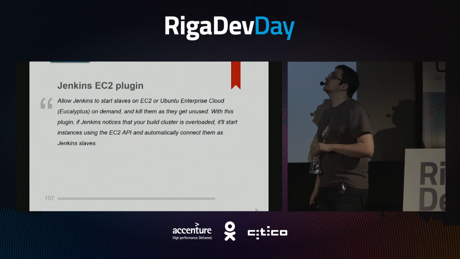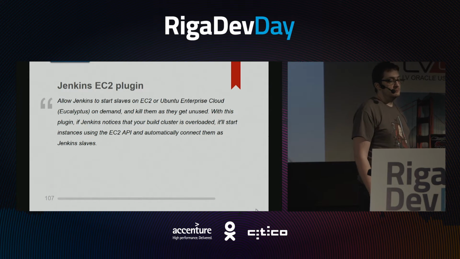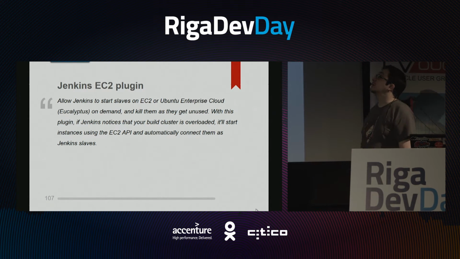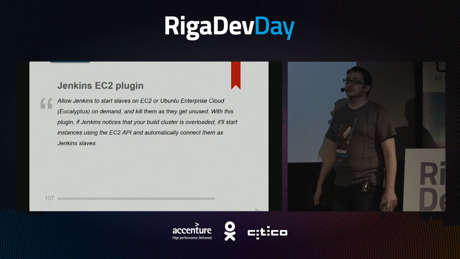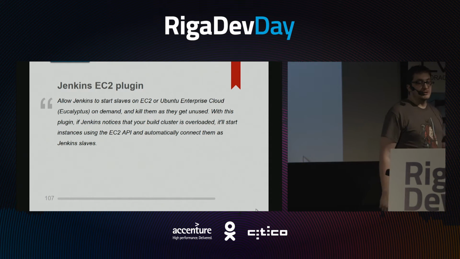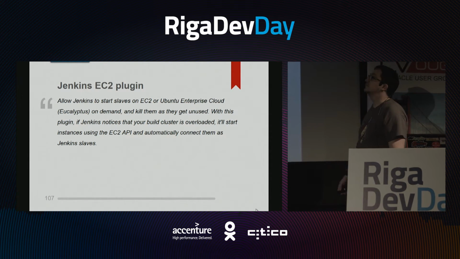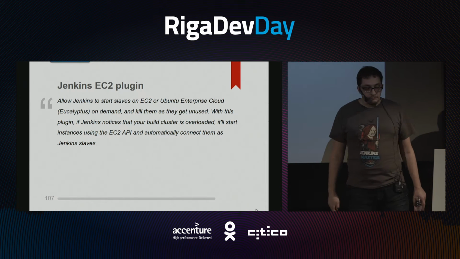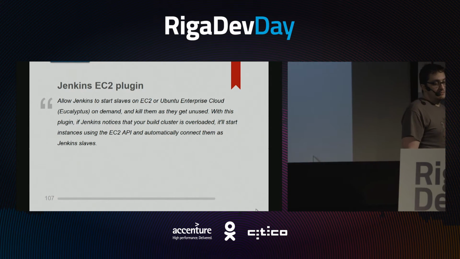One of the plugins that I use quite often is the Amazon EC2 plugin for Jenkins, which allows me to do what I just described: starting slaves on demand, starting slaves when I actually need them.